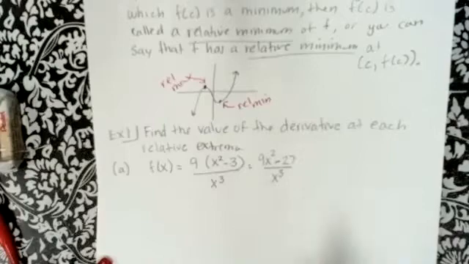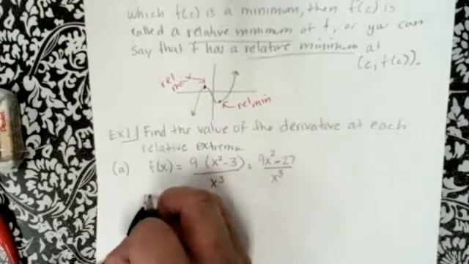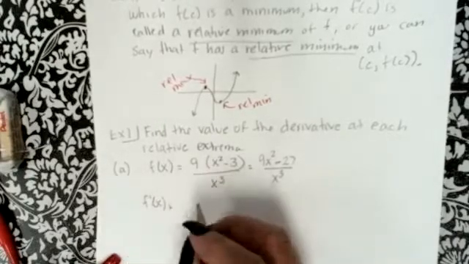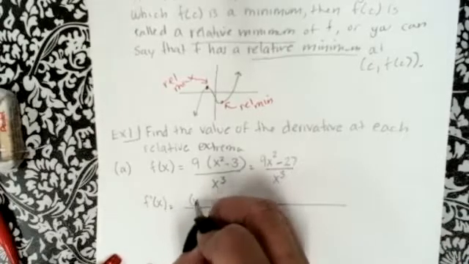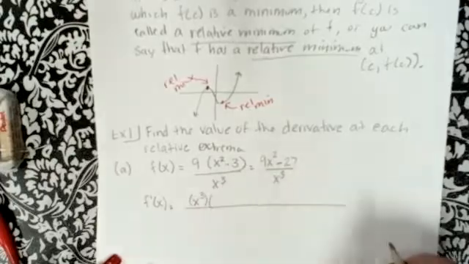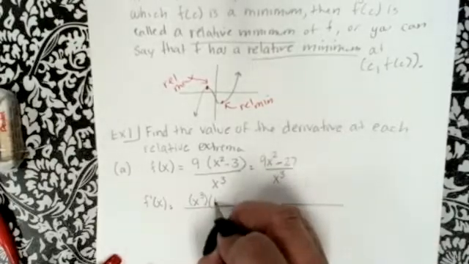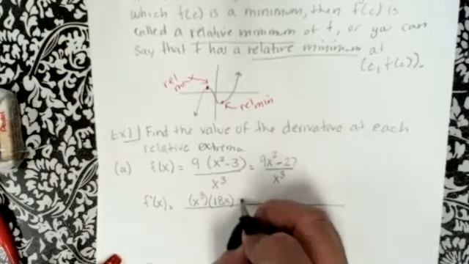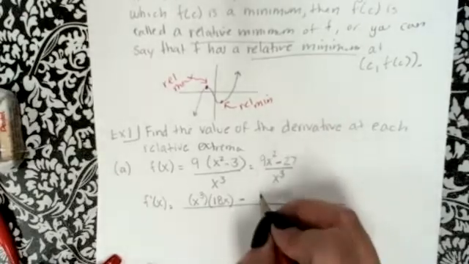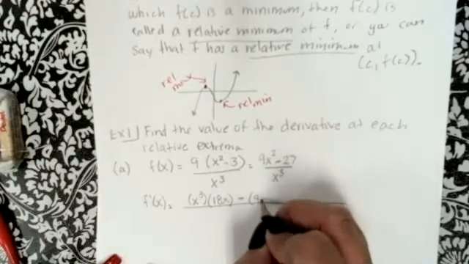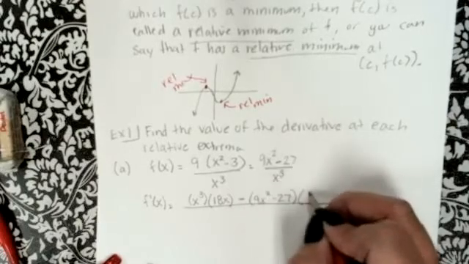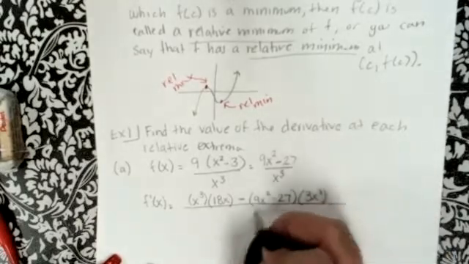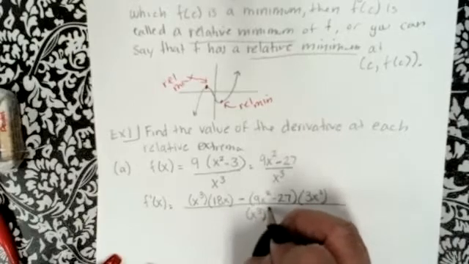I need to do the quotient rule. So I'm going to set the derivative. Low, d high, the derivative at the top, is just going to be an 18x. Subtract high, which is 9x squared minus 27, times d low. D low is going to be 3x squared, all over the denominator squared.